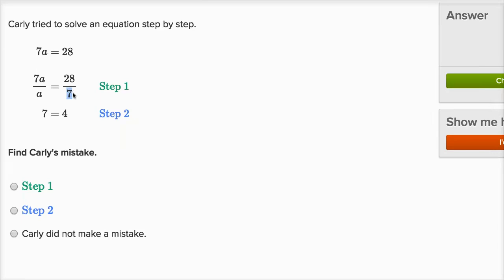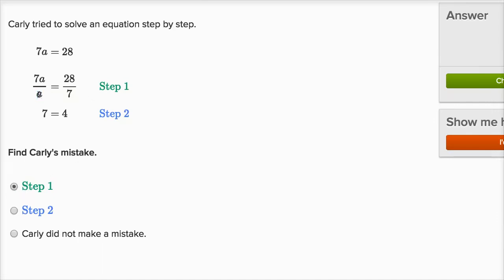Well, this seems strange. When you're manipulating an equation, whatever you do to one side, you have to do to the other side. Over here, if she decides to divide the left side by a, on the right side, she should divide by a as well. Or if she wants to divide the right side by 7, she should divide the left side by 7 as well. But she's dividing both sides by 2 different things. So step 1 is where she makes the mistake.